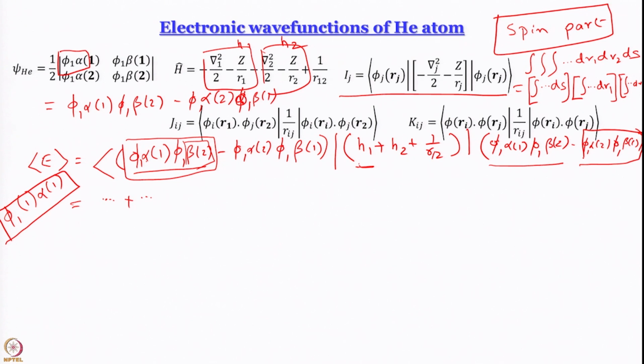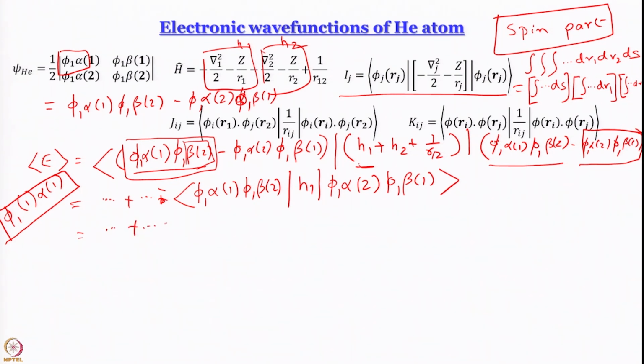A minus B into A minus B, how much, what is it? Yeah, A square minus AB minus BA plus B square. That is the kind of thing we are doing here. So, what will that integral be now? Plus integral phi 1 alpha 1 phi 1 beta 2 H 1. And now I am taking the second one. So, see this will not be plus, this will be minus. And the second one is phi 1 alpha 2 phi 1 beta 1. Now, let us see if things get more interesting.